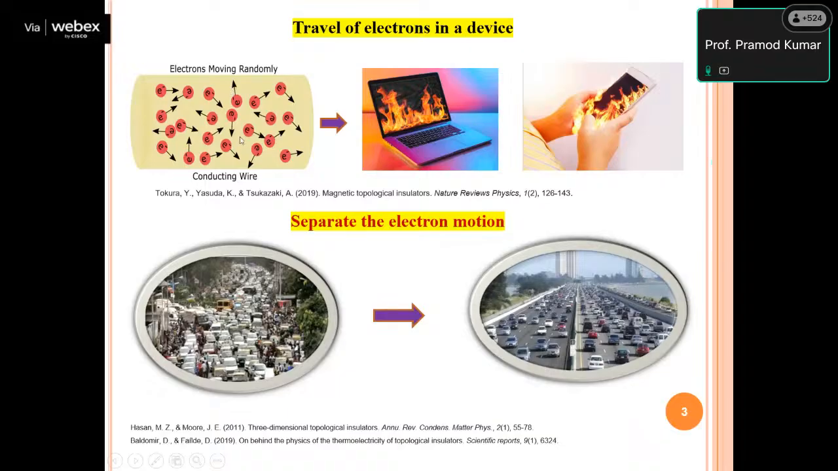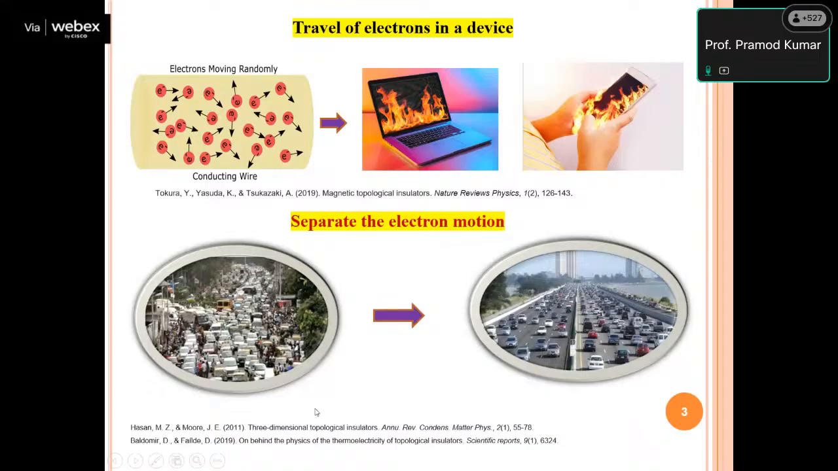Because electrons move randomly, they cause a lot of scattering with each other, so there is a lot of heat loss. If you remember, when you use your laptop or mobile for a very long time, the device heats up. Whenever devices heat up, of course, their lifetime is reduced.